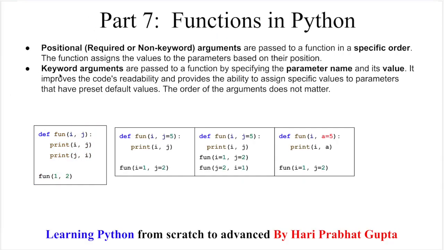Now we talk about the keyword argument, which is also known as the named argument. These are passed to the function by specifying the parameter name and its value. It improves code readability and provides the ability to assign a specific value to a parameter that has a preset default value. The order of the arguments doesn't matter here. So we can take an example and see how it works.